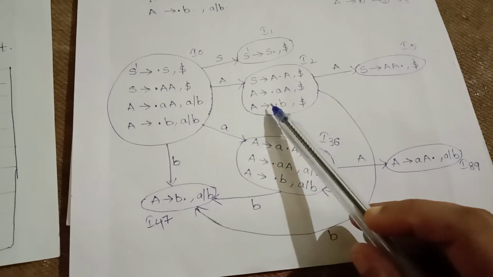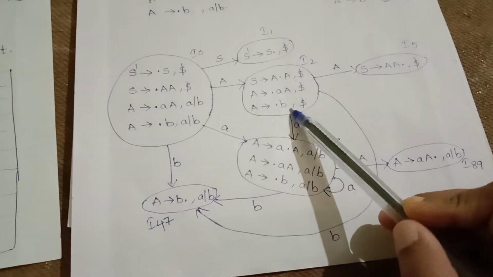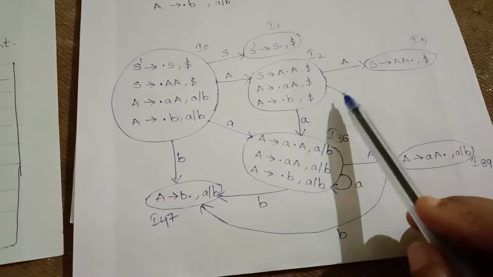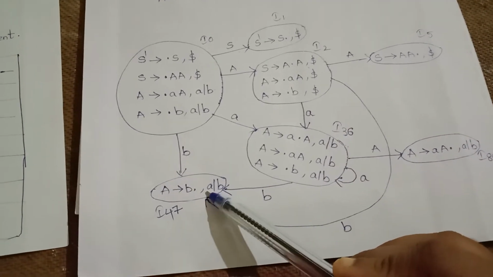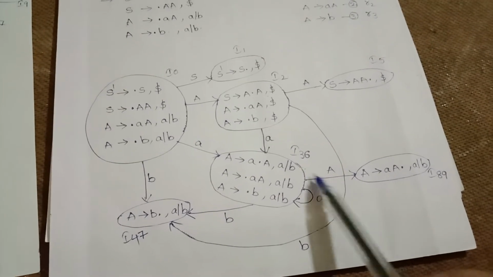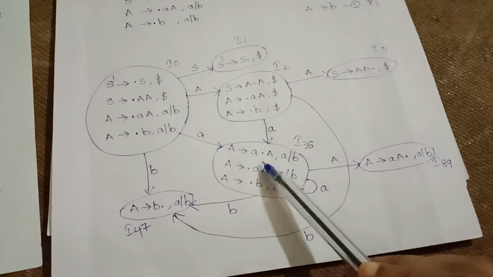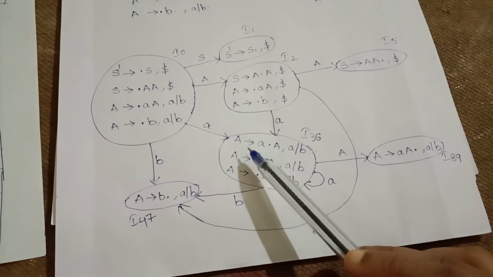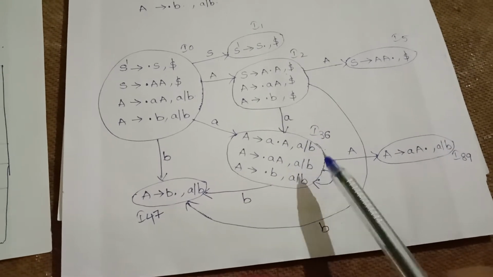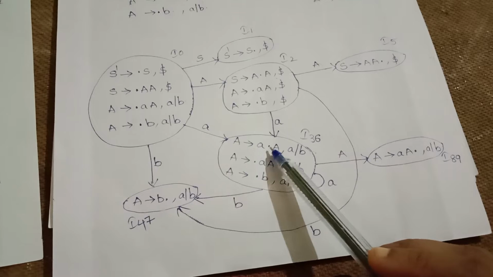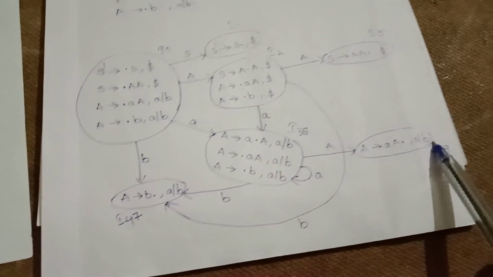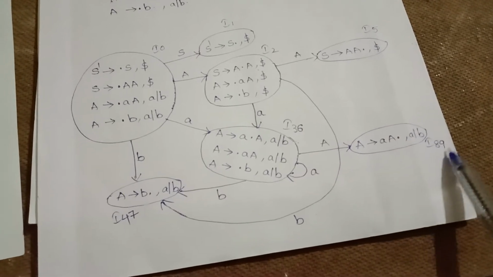Okay. And next, A tends to dot B. So A tends to dot B becomes A tends to B dot. It is already there in state I47, so directly I am drawing a transition there. And next, coming to this state, A tends to A dot A becomes A tends to A dot, with the look ahead symbols a by b. So this I am naming as state I89.